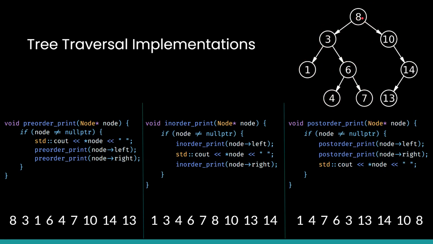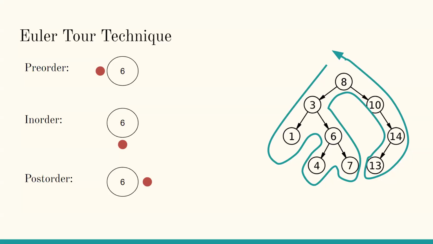And then we still have to go for this 8. We still have to go all the way to the right and left. So we go all the way here to the bottom, 13, 14, 10, and 8. Okay, that was kind of a lot. I did this for the benefit of y'all to understand how recursion works and the basics, but there is an easier way, and it's called the Euler-Tour technique.